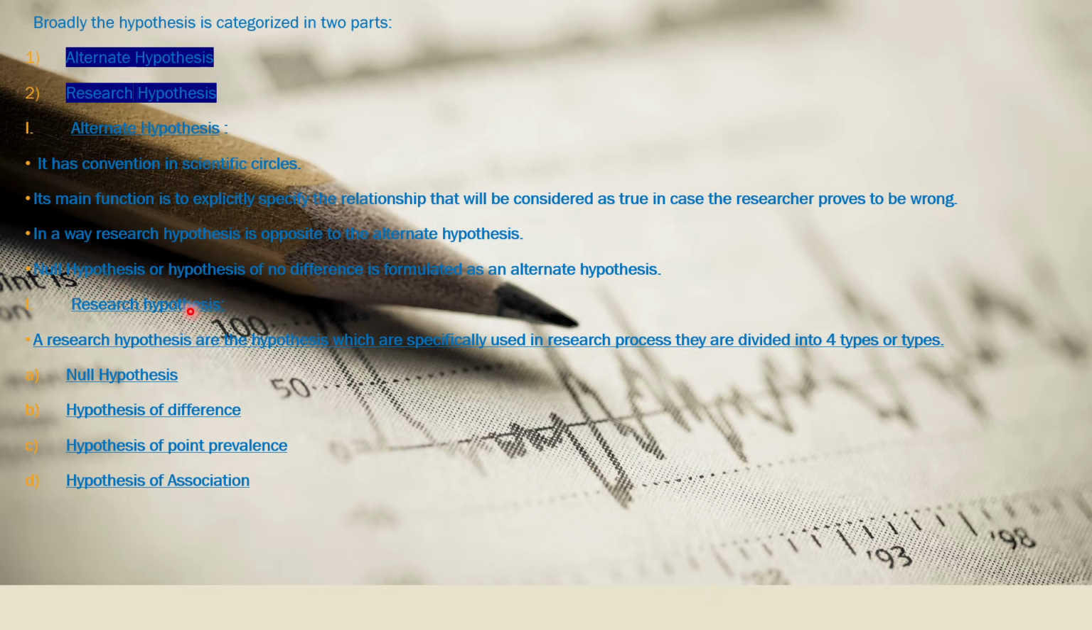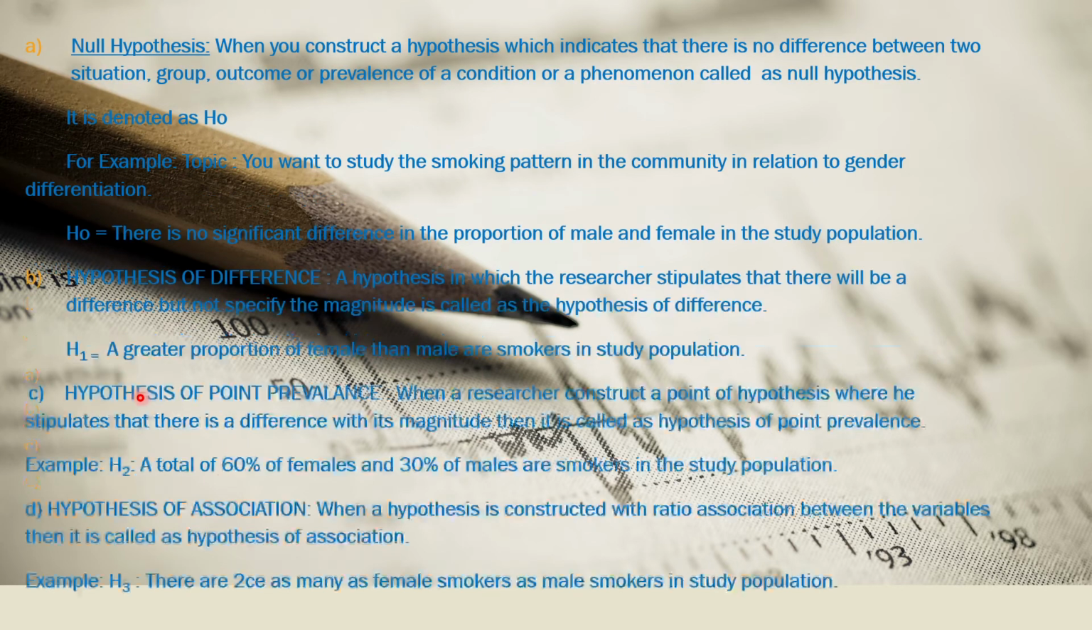So basically, research hypotheses are specifically used in the research process, and they are divided into four types. Now the first one is null hypothesis. Now what is null hypothesis? When you construct a hypothesis which indicates that there is no difference between two situations, groups, outcomes, or prevalence of a condition or a phenomenon, it is called a null hypothesis, और इसको डिनोट किया जाता है H नॉट से.